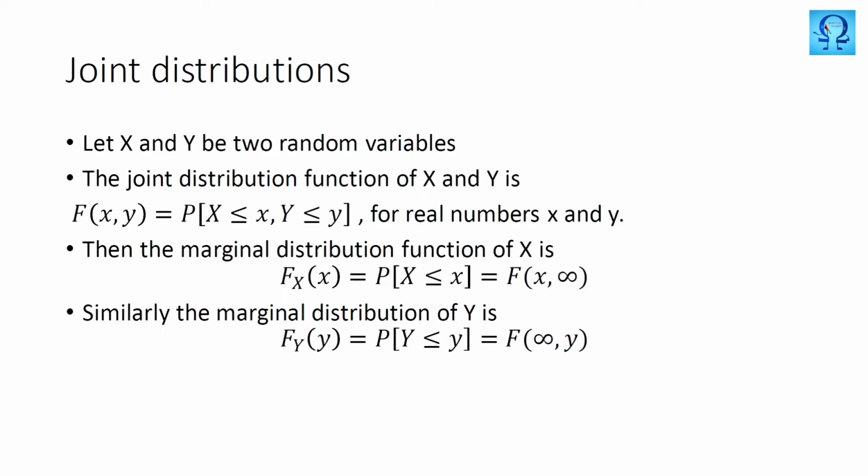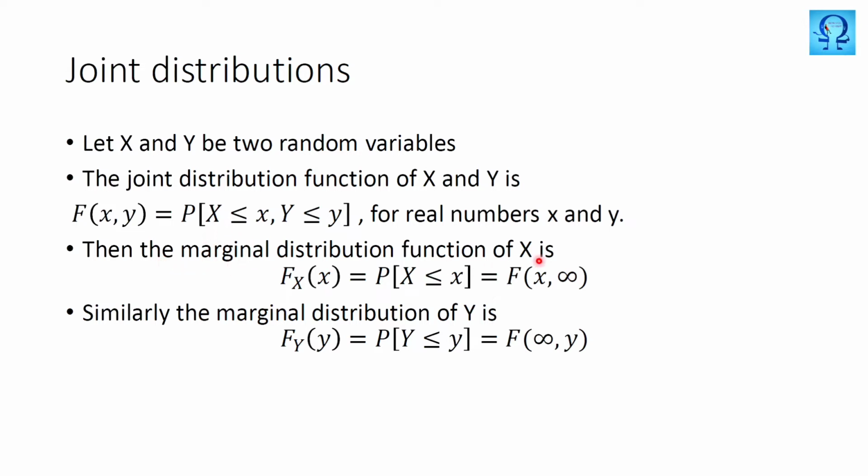Welcome. In this video, we are going to discuss joint distributions. Here, as it is said in the slide, we are considering two random variables X and Y. As of now, we are assuming both of these random variables are discrete. The joint distribution function of X and Y is given as F of x,y, which is nothing but the probability that X is smaller than or equal to x and Y is smaller than or equal to y, for real numbers x and y.